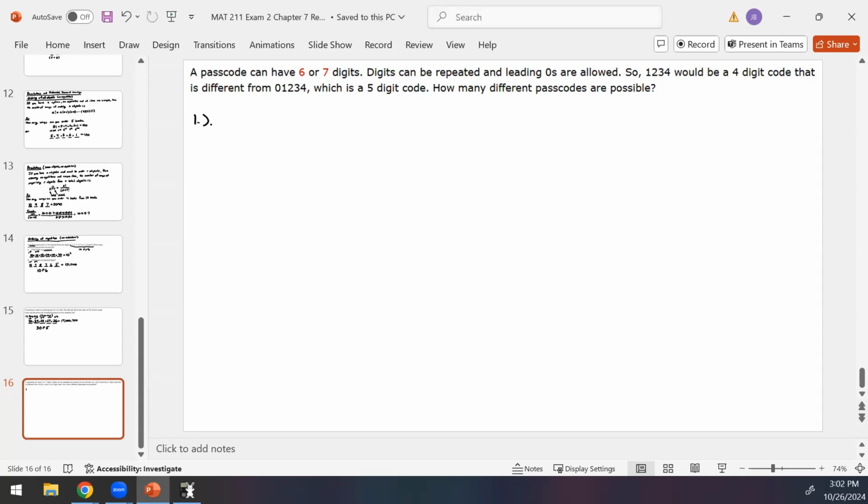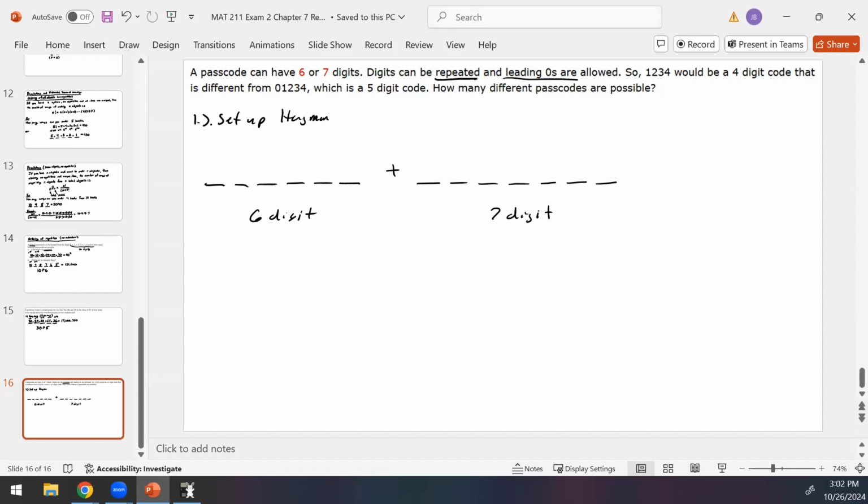So step 1 is to set up your hangman. So for the 6 digits, 1, 2, 3, 4, 5, 6. And then for the 7 digits, 1, 2, 3, 4, 5, 6, 7. So these are the 6 digit, and these are the 7 digit. Okay. They can be repeated and leading zeros are allowed, which means you have to remember this. There are 10 digits, 0 through 9. That's just something that you have to remember.